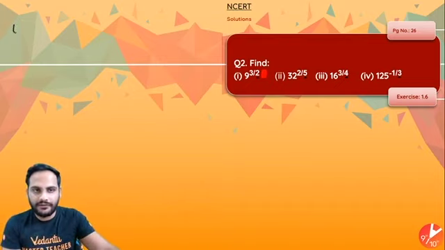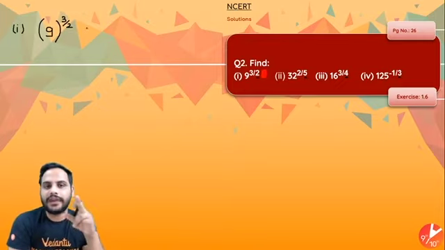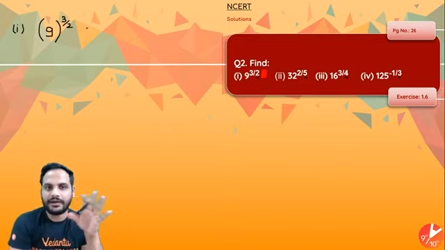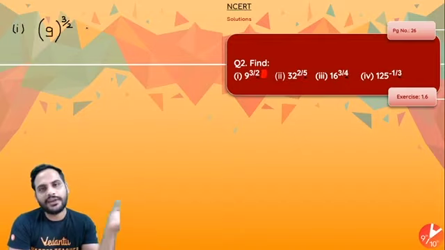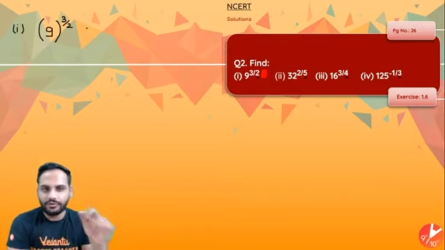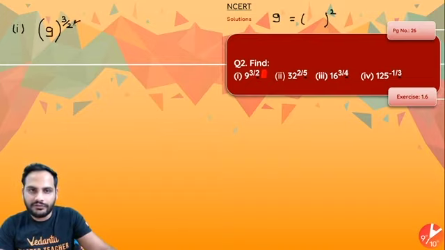For example, take the first one, 9 raised to the power 3 by 2. Now I need to get rid of this denominator. The denominator is the main part. If it was only 9 cube, you could easily calculate it. But it is 9 raised to the power 3 by 2, so that makes a difference. So we need to write 9 as something to the power 2, whatever the denominator is.